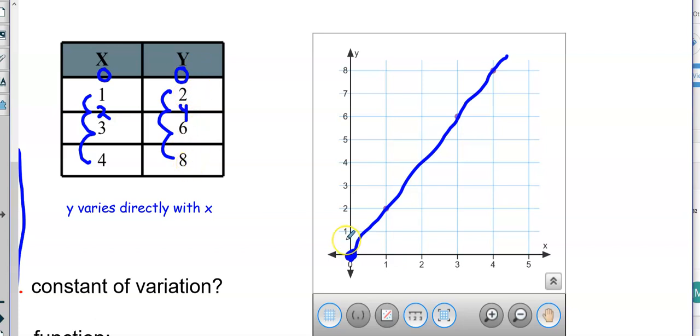So it does go through the point 0, 0. It does look linear there. What's the constant of proportionality? Sometimes it helps to look at, basically, the slope, if you think about the graph of a linear line.